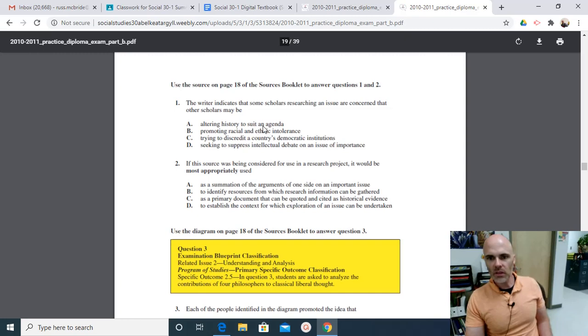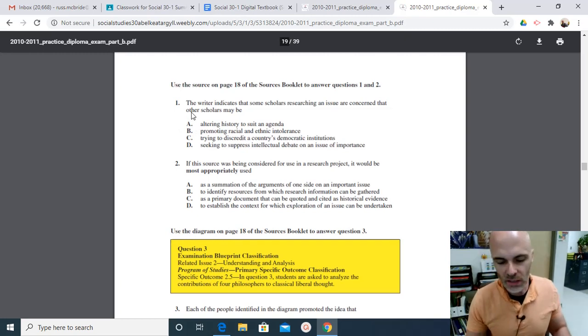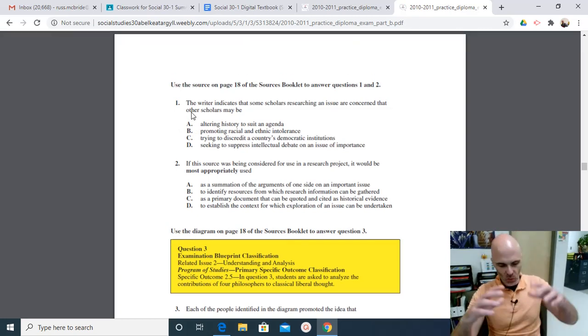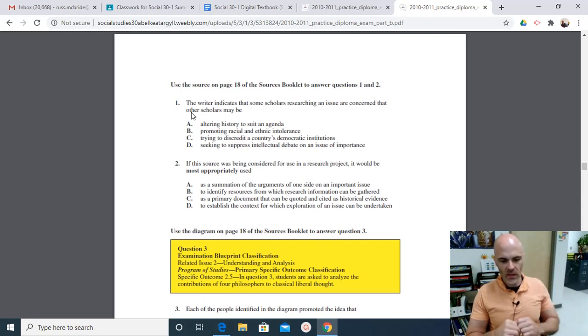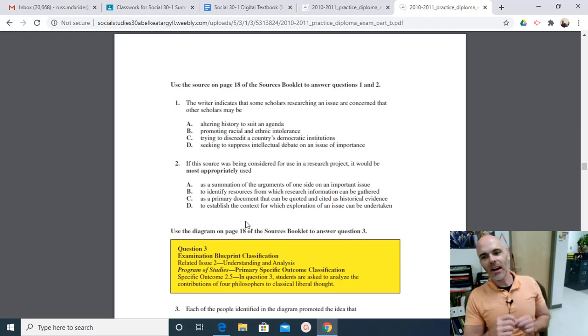Being achieved to create political aims, an agenda. So that's a reading comprehension, that's a matching, that's going back, reading for understanding, and trying to ultimately see this within the passage. And we did just that. If the source was being considered for use in a research project, I'm not a fan of these questions, they can be tough, it would be most appropriately used. So as a summation of the arguments of one side, to identify resources from which research information can be gathered.